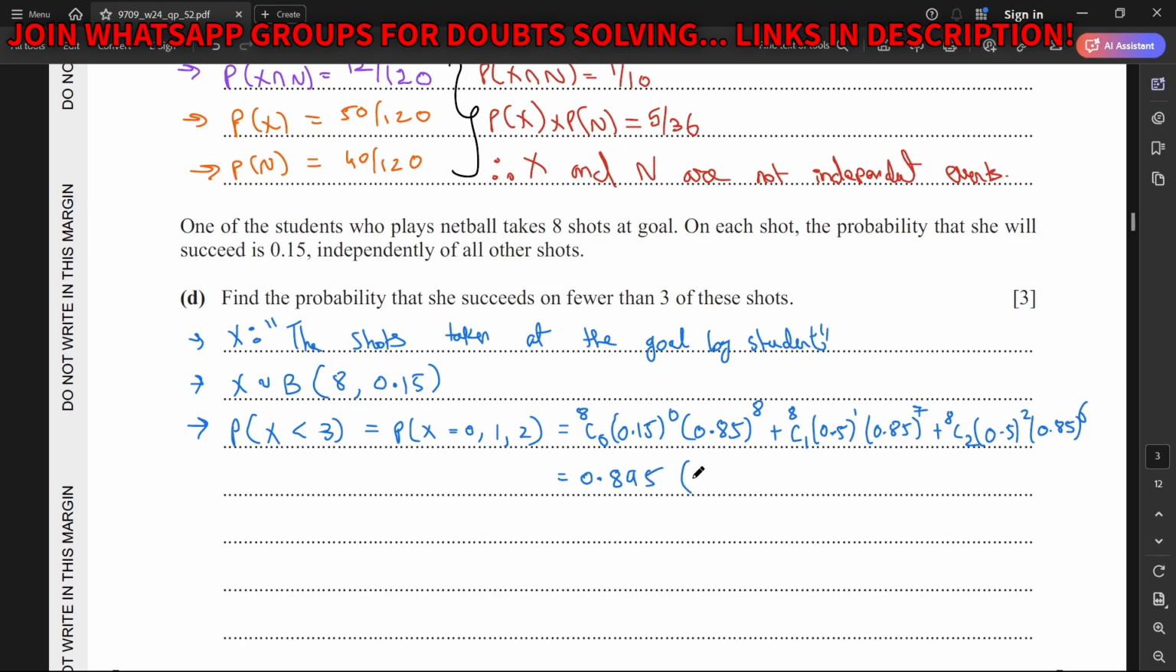0.895, correct to 3 decimal places or 3 significant figures as well. And that becomes our final answer.